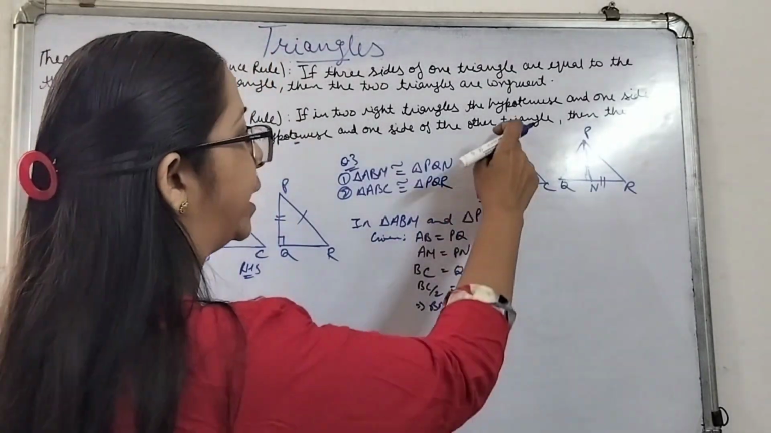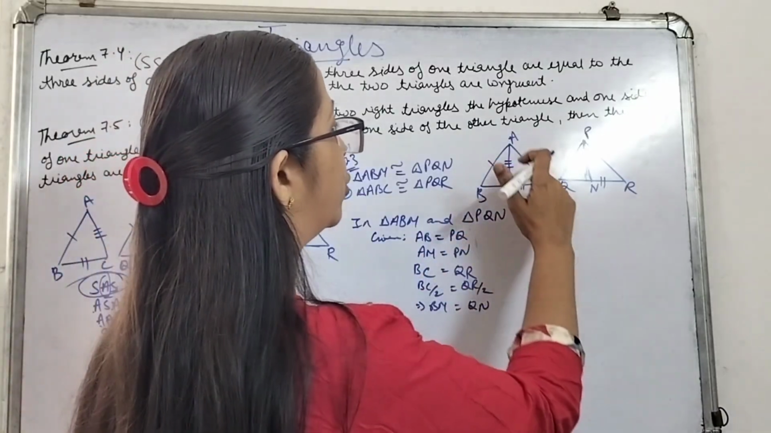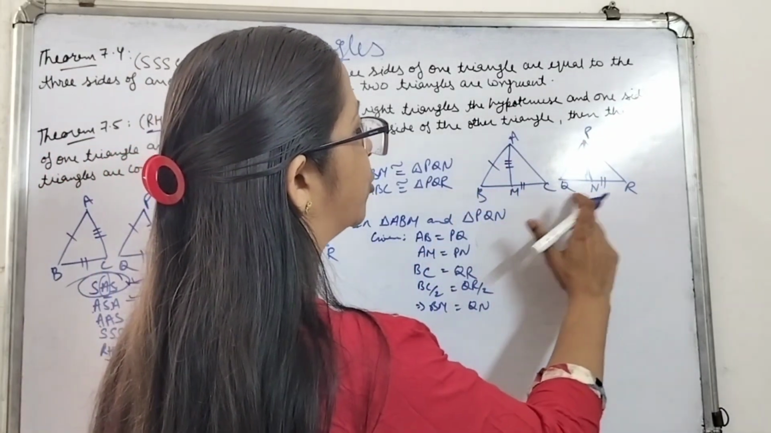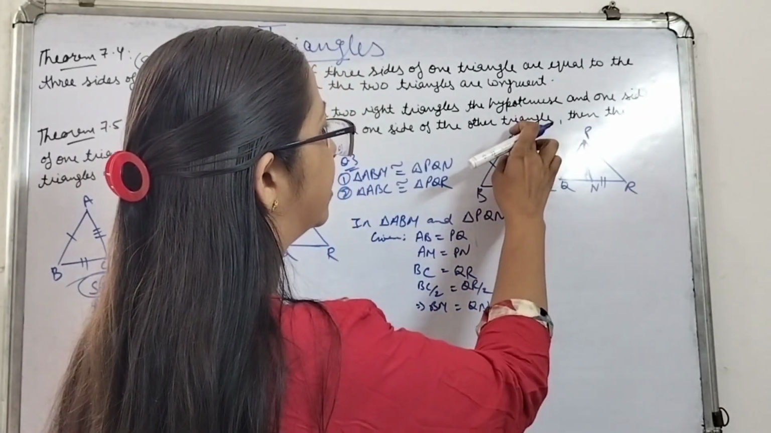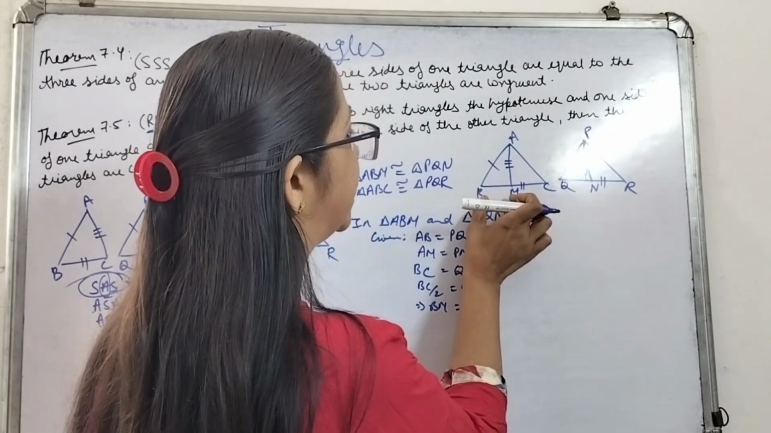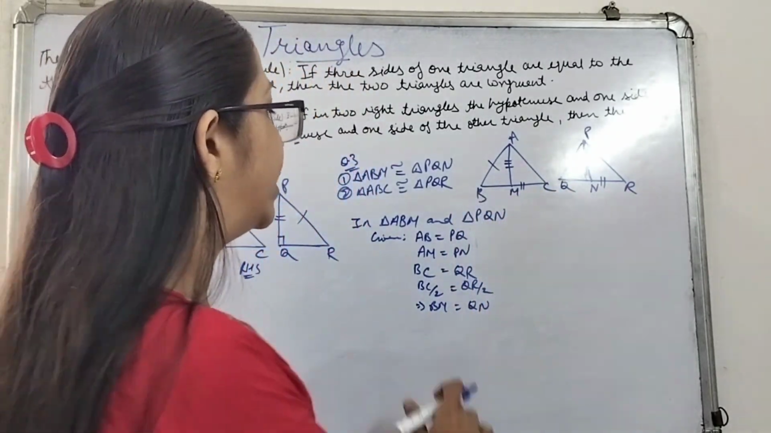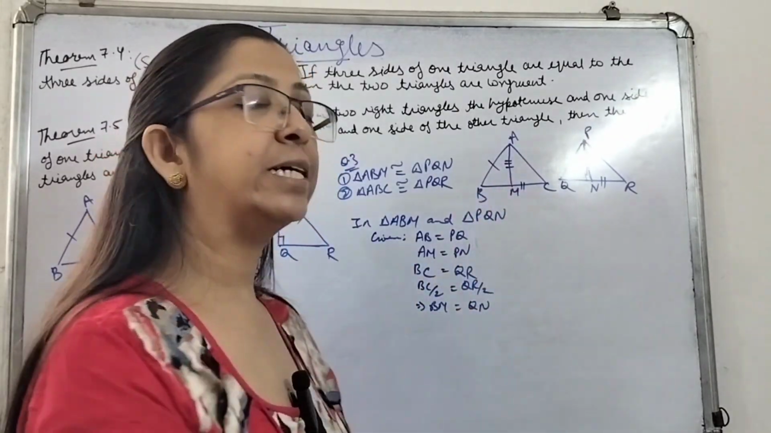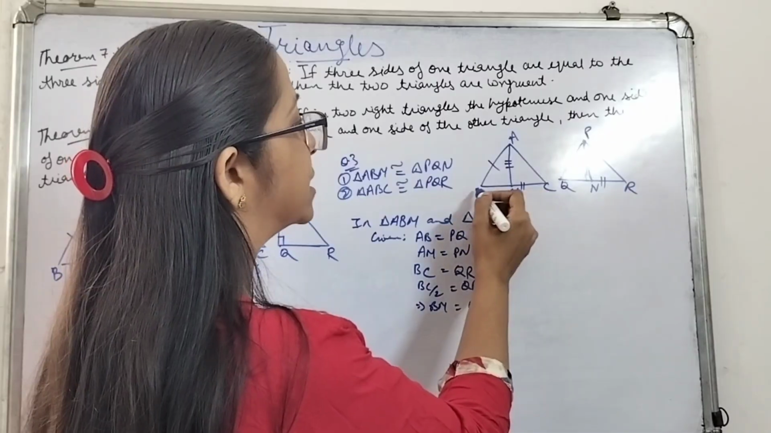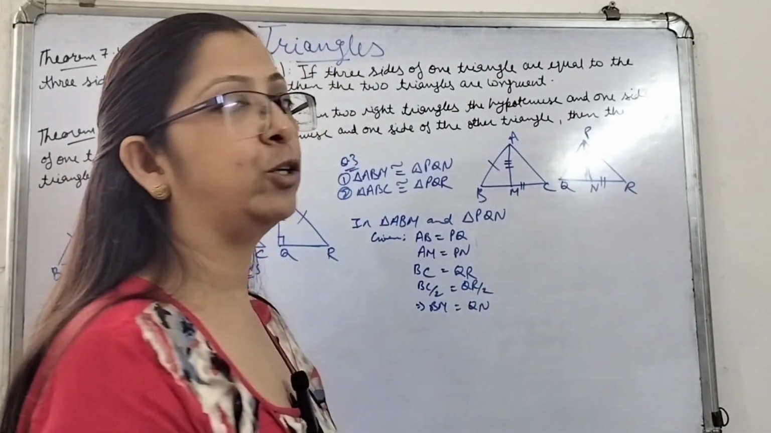So first, AB is equal to PQ, given in the question. AM is equal to PN, also given. And BC is equal to QR is given. But in triangles ABM and PQN, we are using the sides BM and QN, not the sides BC and QR. So when the sides are equal, half of the sides will also be equal, and because AM is the median, M is the midpoint of BC. Similarly, N will be the midpoint of QR.